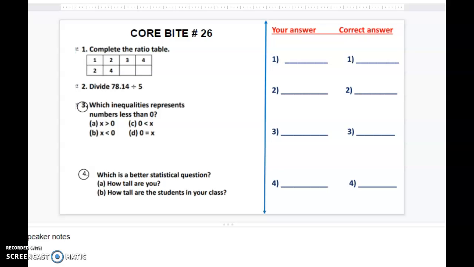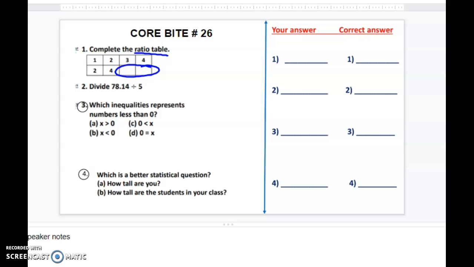Today is core bite 26, so make sure you are ready to go with that one. Number one, the only hint that I'm going to give you is that as you are completing the ratio table, you basically are just looking for a pattern and filling in the numbers that go in the missing boxes.